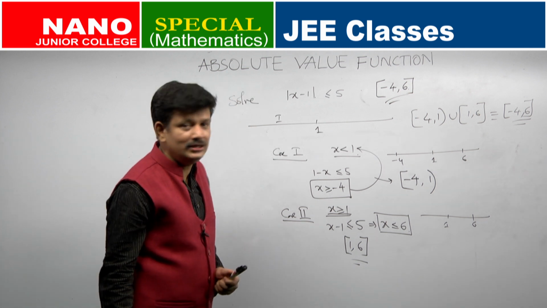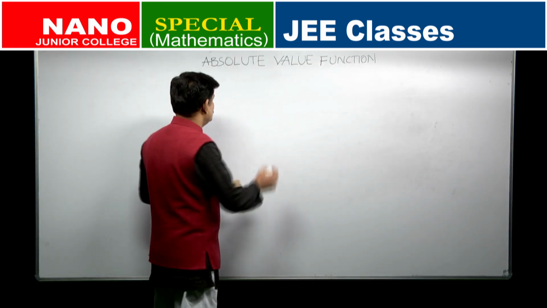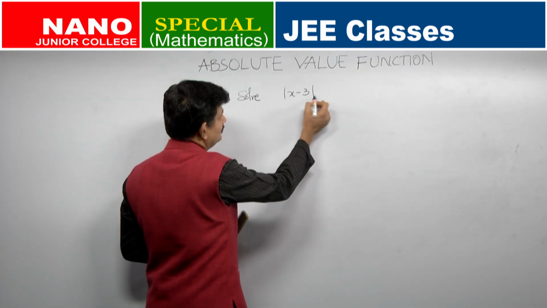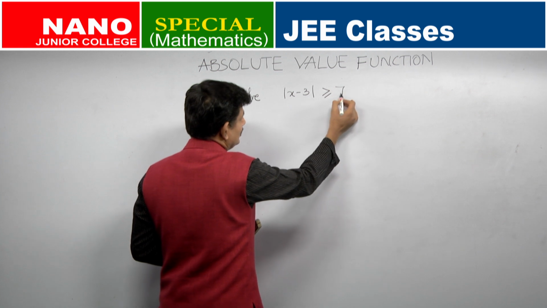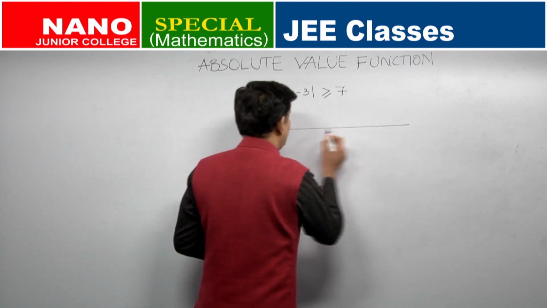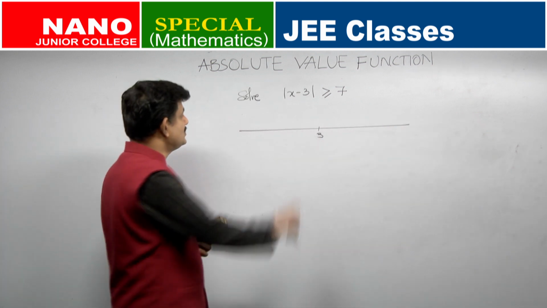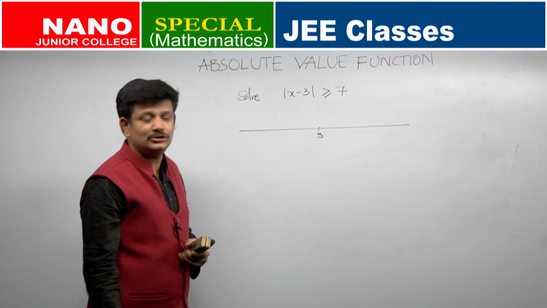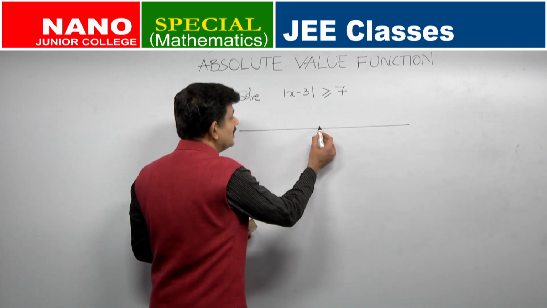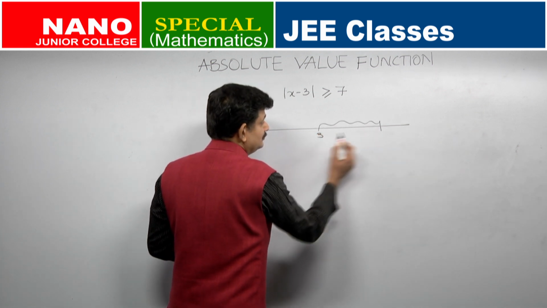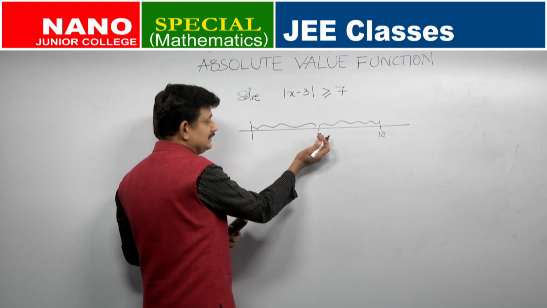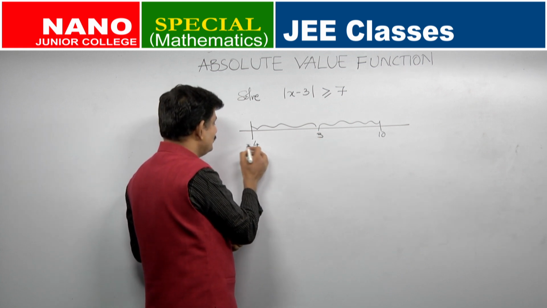Shall we solve another inequality? Let us look at another question. Solve mod x minus 3 greater than or equal to 7. So, how to solve this geometrically? I want all the numbers whose distance from 3 is greater than or equal to 7. So, to understand greater than or equal to, first understand equality. What are the numbers which are at 7 units distance from 3? 7 units to the right of 3 is 10. 7 units to the left of 3 is 3 minus 7, which is minus 4.